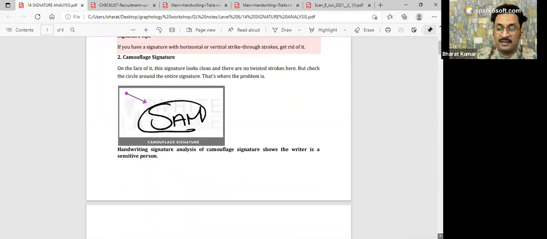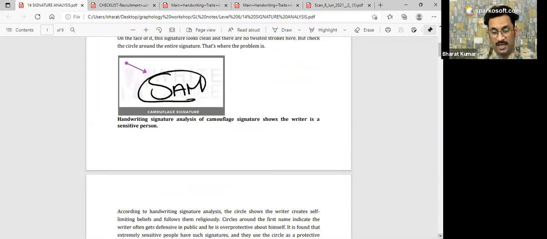So it means the person is highly sensitive. If you have this circle around the signature, the person is highly sensitive and willing to work in a comfort zone. The person is not willing to take challenges. The person is not ready to face odd situations. So how can you work with this kind of client? Do you believe you can work with this kind of client?